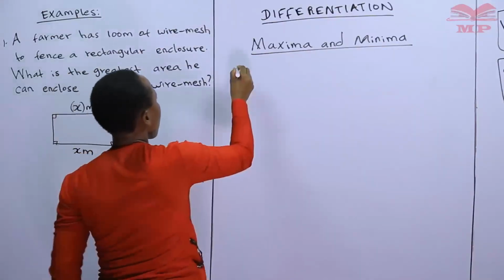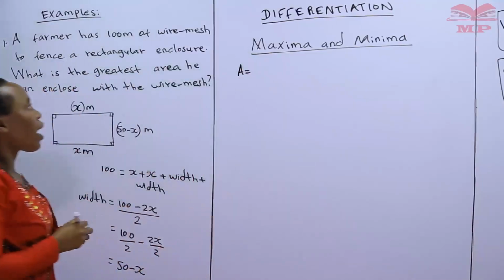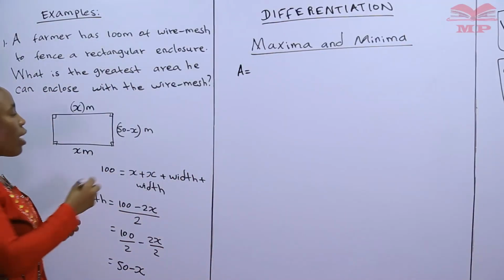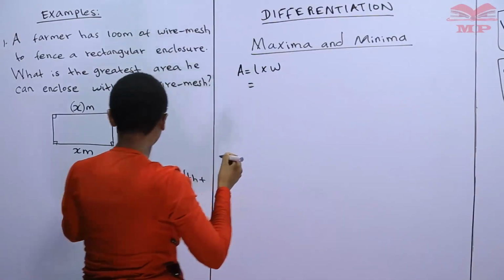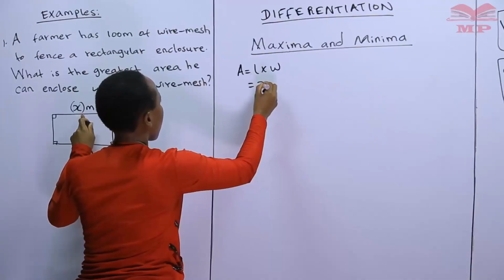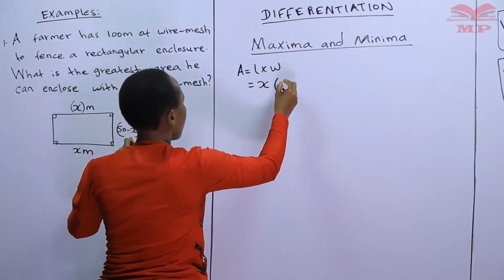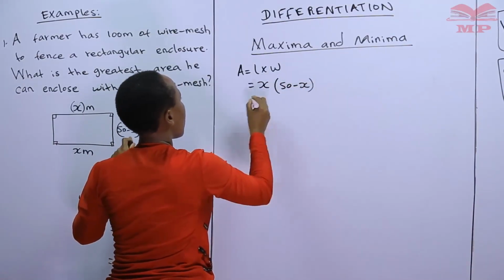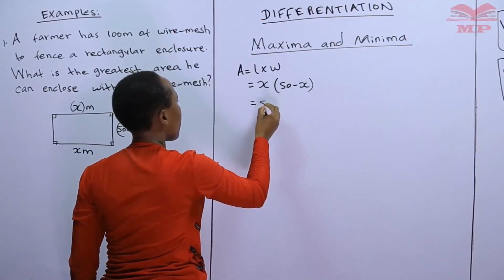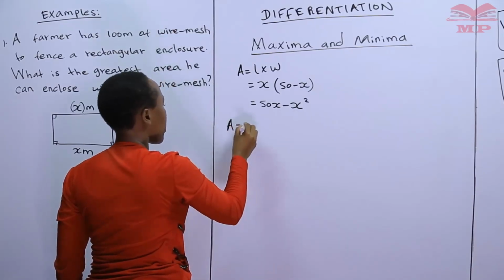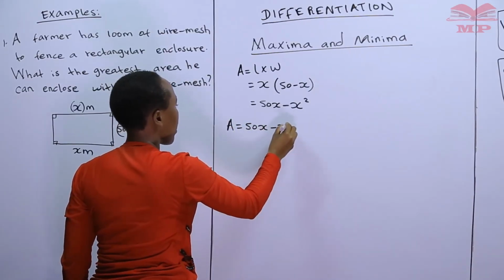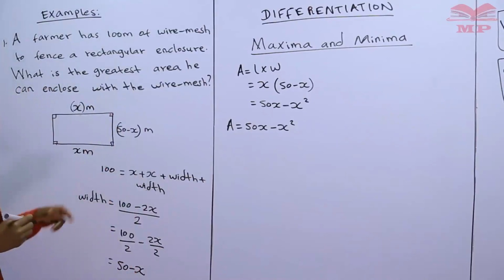For a rectangular enclosure, the area is given by length times width. So our length is x, and our width is 50 minus x. And therefore the area will be 50x minus x squared. So area is equal to 50x minus x squared. And the question is asking us to get the greatest area he can enclose with the wire mesh.